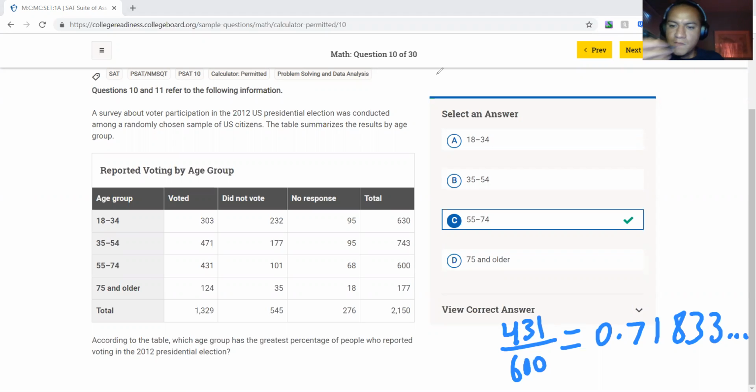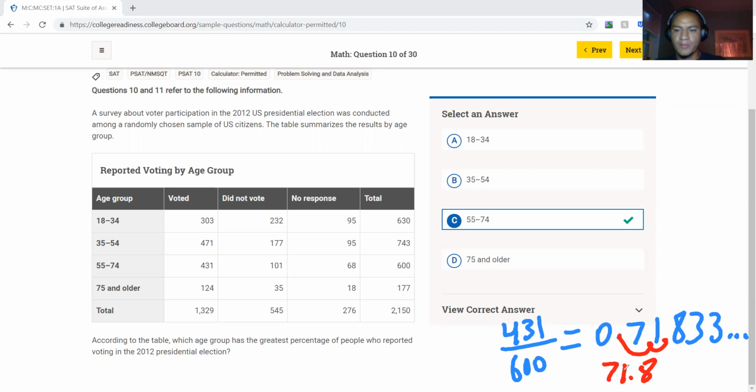Well, you need to move the decimal point 2 steps to the right. After moving the decimal point 2 steps to the right, you'll get 71.83, depending on where you round. If I round to the tenths, I get 71.8%. If I round to the hundredths, 71.83. 71.833 if I round it to the thousandths. That's the tenths place, the hundredths place, the thousandths place.